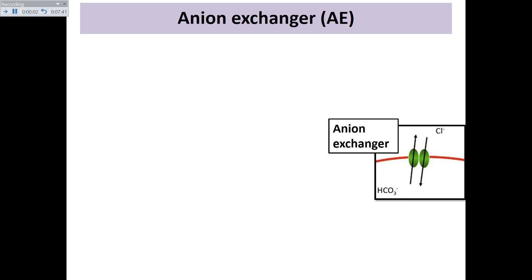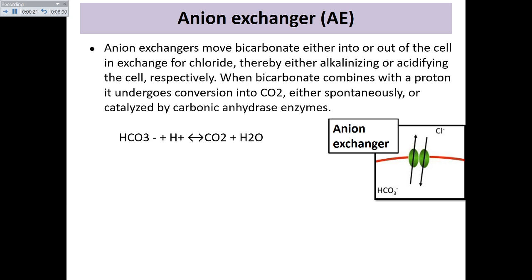So this is anion exchanger. It is called anion exchanger because it exchanges two anions, but in opposite directions. HCO3 goes one way, Cl goes the other way. So it works in either direction. Either it moves bicarbonate into or out of the cell in exchange for chloride, so either alkalinizing or acidifying the cell.